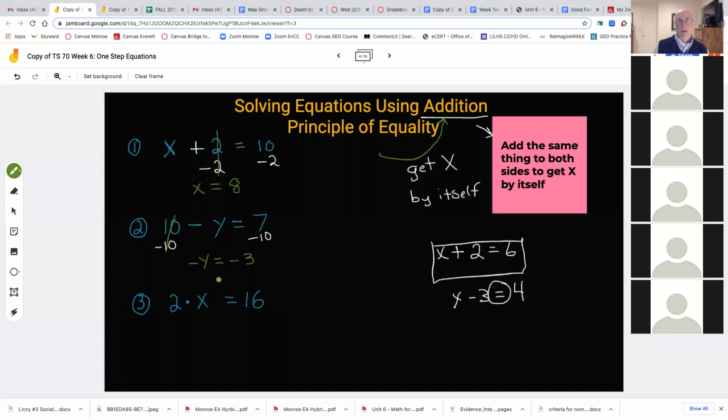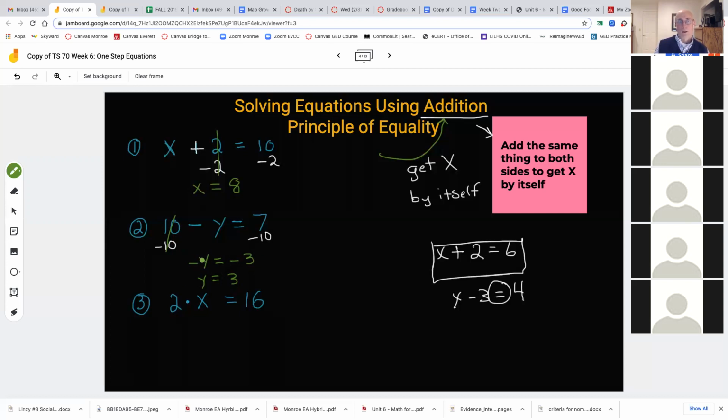Now, if I wanted to get y as a positive, you always want the variable to be expressed as a positive. If I multiplied -1 times y, a negative times a negative would give me a positive y, and then -1 times -3 would give me a positive 3. So y equals 3. Now, I bet I lost a couple of you right there when I added that in. So hang in there.